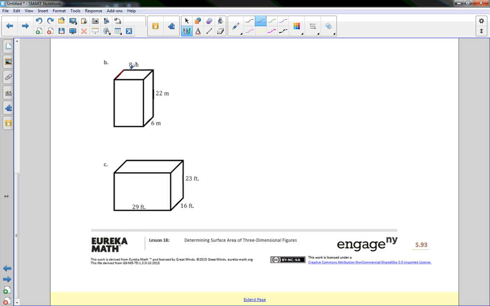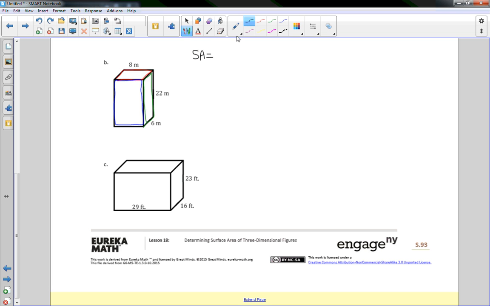Okay, on this one I'm going to color code it. So this red I will use for the top and bottom. Green I will use for the right and left. And blue I will use for the front and back.